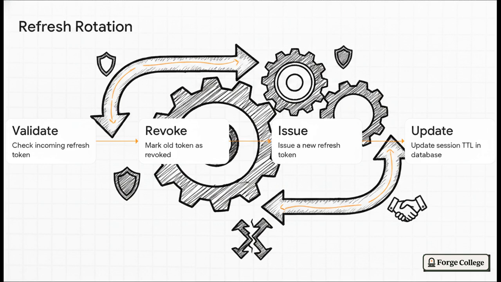What does that mean? It means we validate the incoming token, mark it as revoked so it can literally never be used again, issue a brand new one, and update that TTL, all in one single unbreakable transaction. If you don't do this atomically, you risk a race condition where 2 simultaneous requests could potentially reuse stolen tokens, and we definitely do not want that.